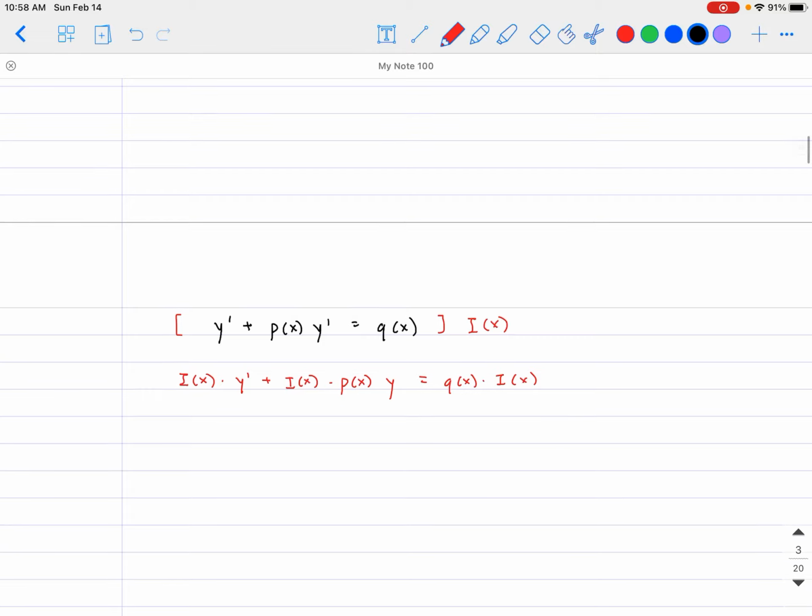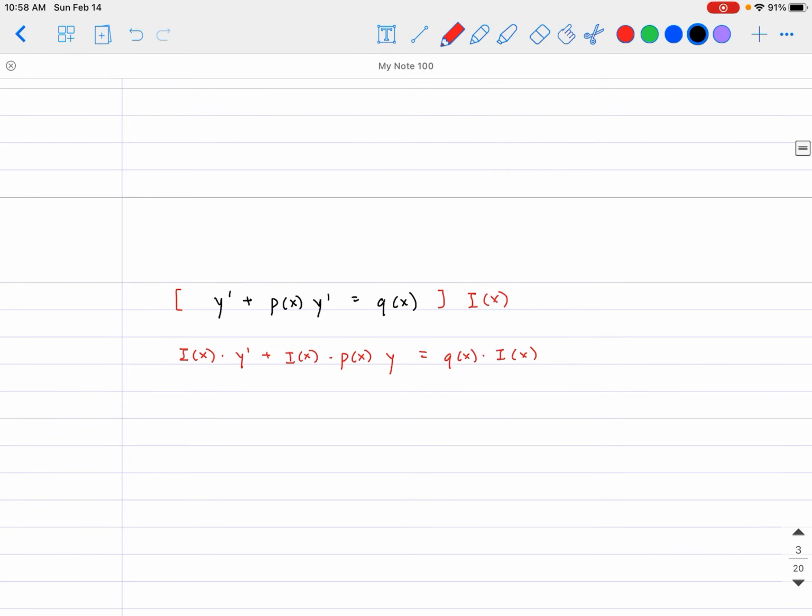Now remember, I want to be able to recognize the left-hand side as a product rule. So I'm going to look at this as f and then g prime, plus f prime and then g. You can see that clearly g prime and y prime, and g and y, are basically the same thing. But you'll notice that f is going to be I of x, and then f prime is going to be this guy, I of x times p of x.